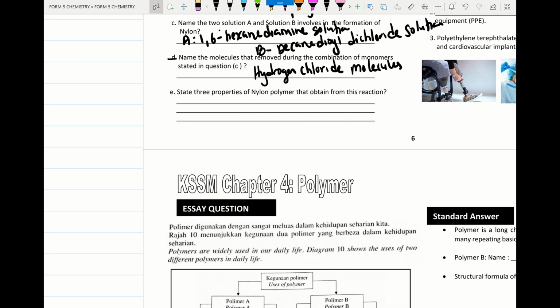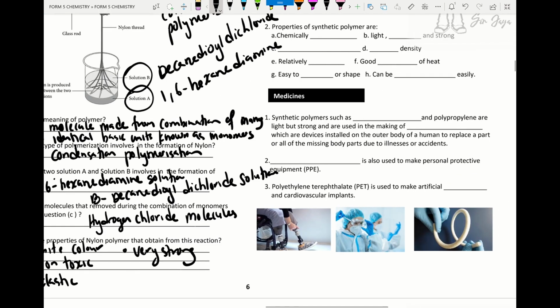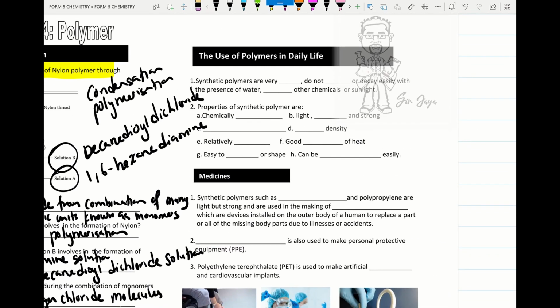State three properties of nylon obtained from this reaction. So nylon is a white, non-toxic polymer. It is elastic, and also very strong. These are the properties of nylon. All right, so we move on to the next part, the uses of polymers in daily life.